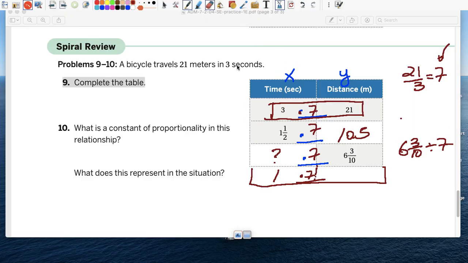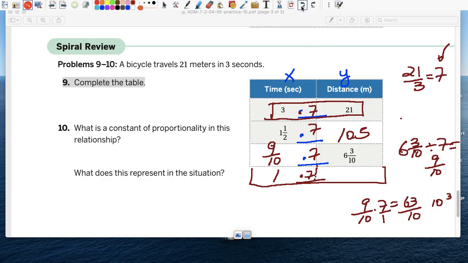9 over 10, because this equals 9 over 10. And if you don't believe it, let's see. 9 over 10 times 7. Put it over 1. 9 times 7 is 63. 10 times 1 is just 10. 10 goes into 63 6 times, with 3 over 10 left over. So it works. And then finally the last one, 1 times 7 is just 7.